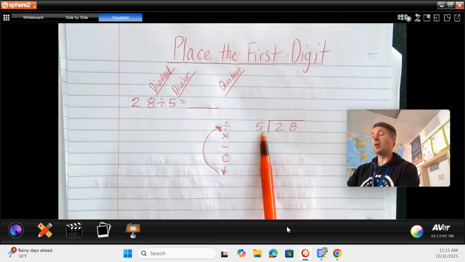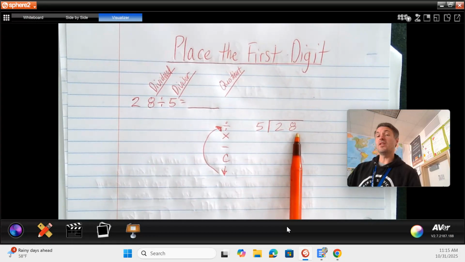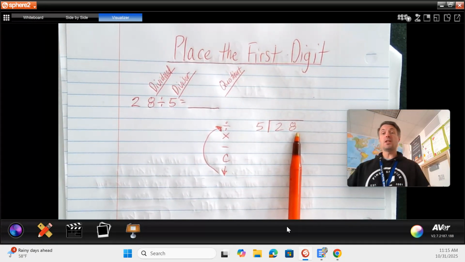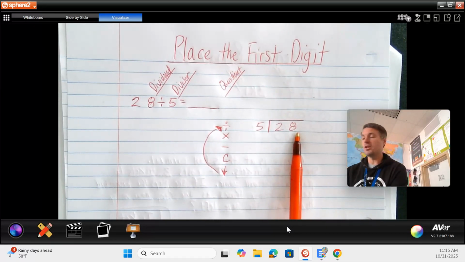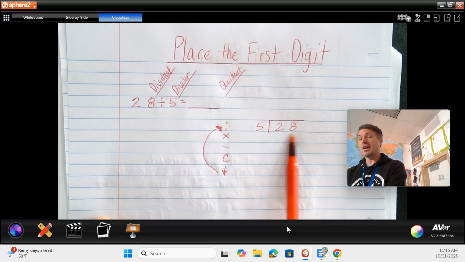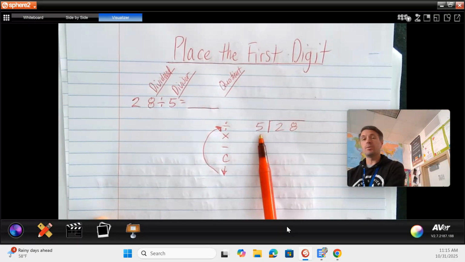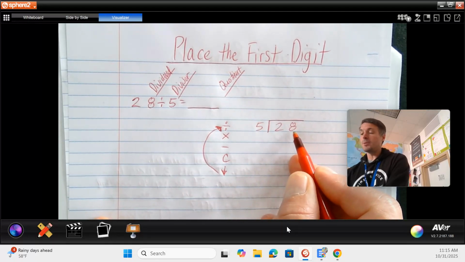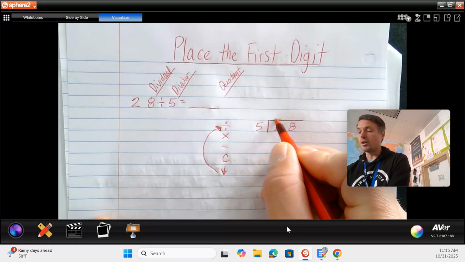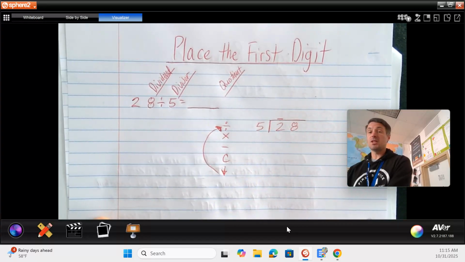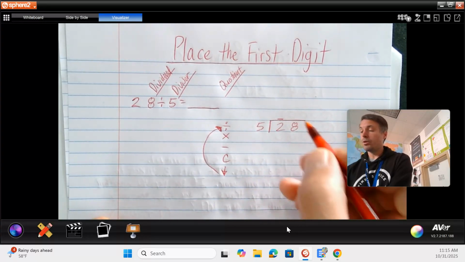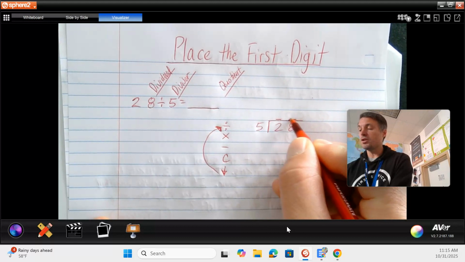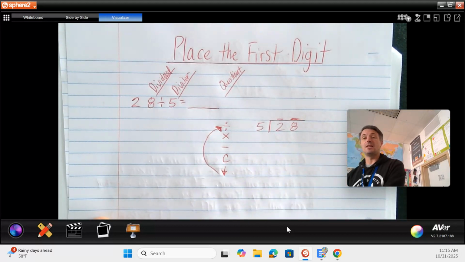Yes, 5 is smaller than 28, so 5 can fit into 28, just like you can fit into our classroom because our classroom's bigger than you. You're smaller than our classroom, so you can fit into it. So 5 can fit into 28 because 28 is bigger than 5. Since 5 is fitting all the way into 28, we don't put the first part of the quotient above the 2 because 5 can't fit into 2. We put the first digit of the quotient above the 8.